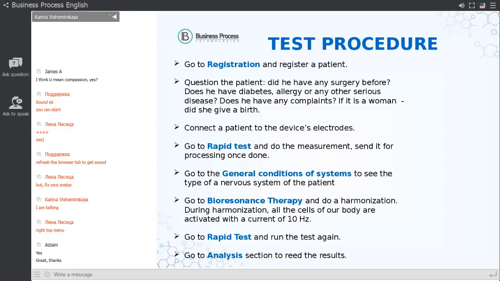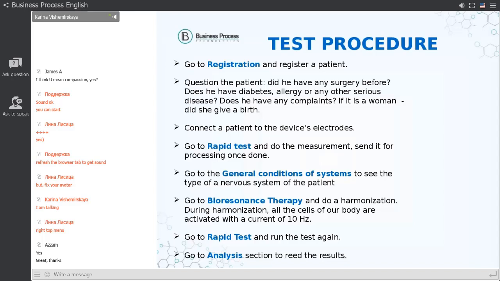Once this is done, we need to do harmonization. I will explain to you why we need to do this harmonization. You go to bioresonance therapy and do harmonization. You choose a unit meridian. I will explain to you how to choose it. You choose the duration of this harmonization therapy, and you click on the control button and then start the test. A patient can leave the eyes open, and during this therapy, he can even talk to you. It's not so important. This is just a therapy.